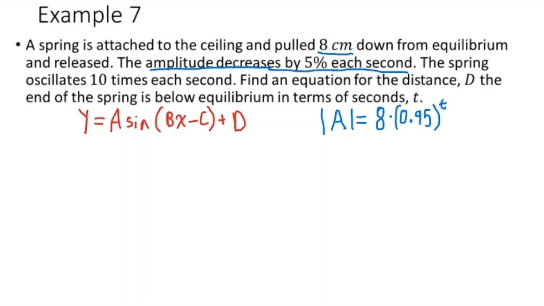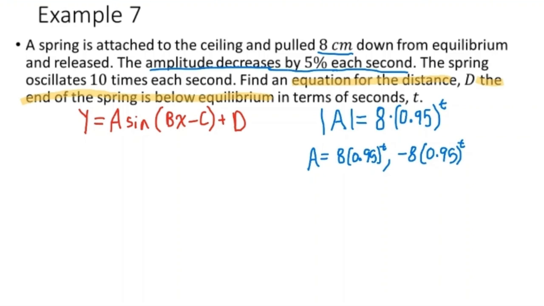Since the absolute value of a equals 8 times 0.95 to the t, then our two possible values for a are 8 times 0.95 to the t, or negative 8 times 0.95 to the t. I do want to pick the value of a in combination with the function that is going to allow me to avoid a phase shift so I can make c 0. Rereading the problem very carefully, we're trying to find an equation for the distance the end of the spring is below equilibrium. So if we think about our start, we're taking the spring and we're pulling it down.